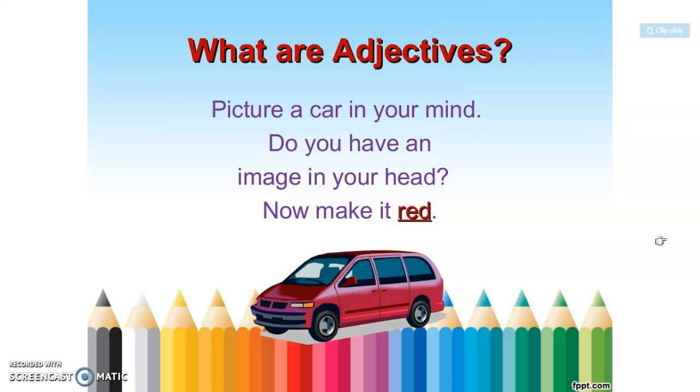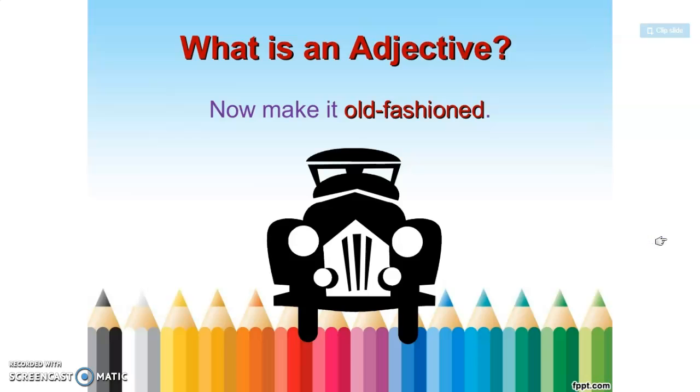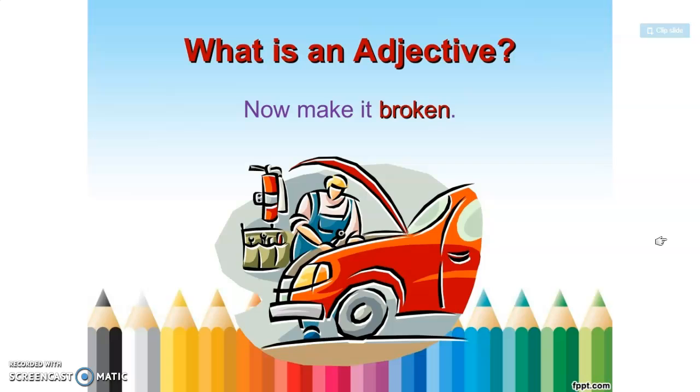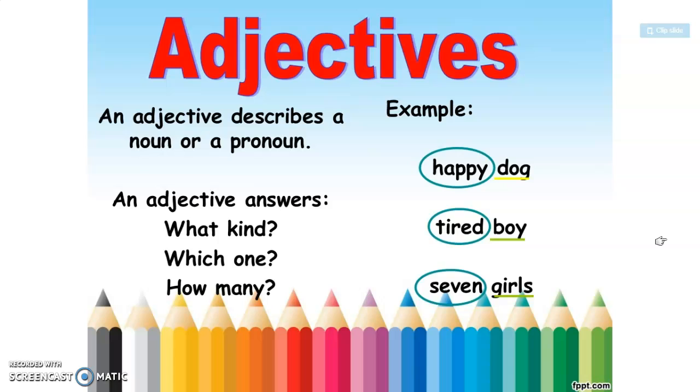So picture a car in your mind. Do you have an image in your head? Now make it red. Make it fast. Make it old-fashioned. Make it broken. Make it green. So these images in your head change every time you change the adjective.